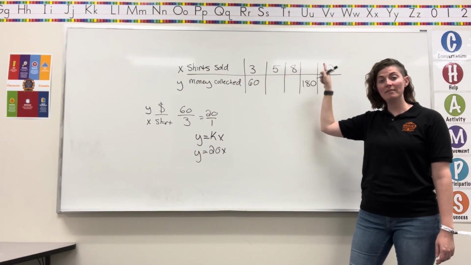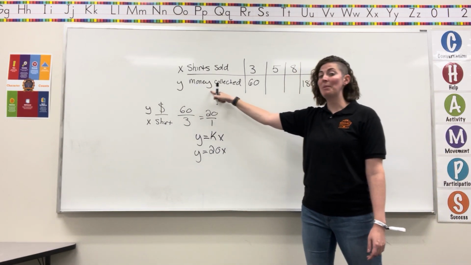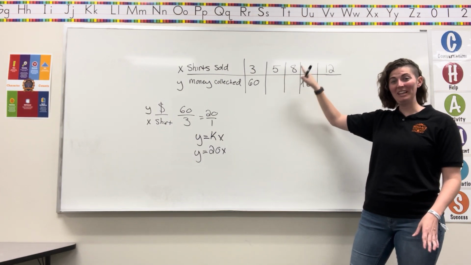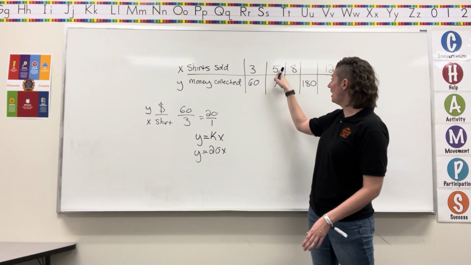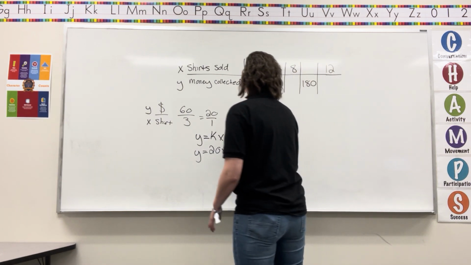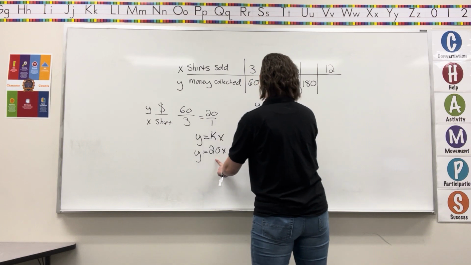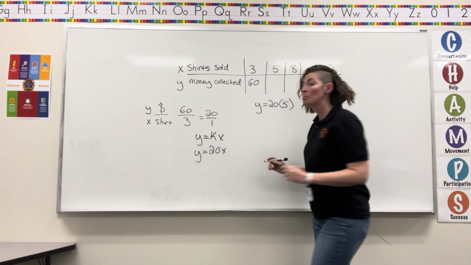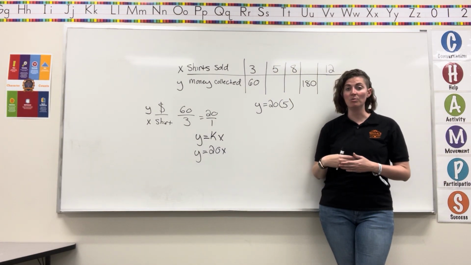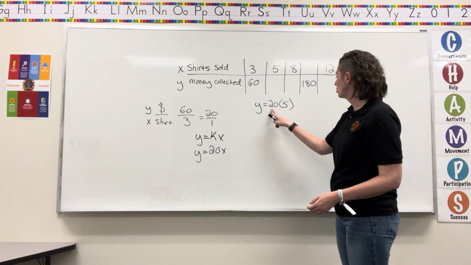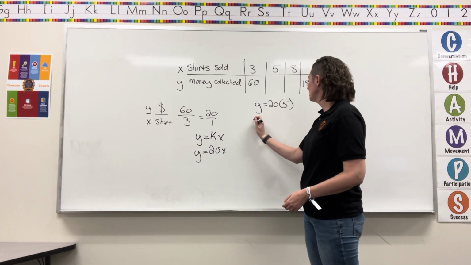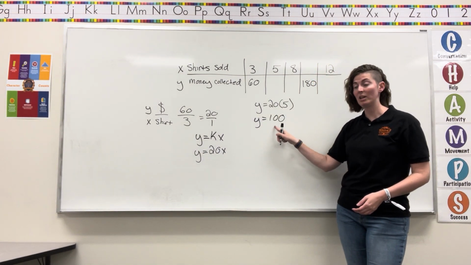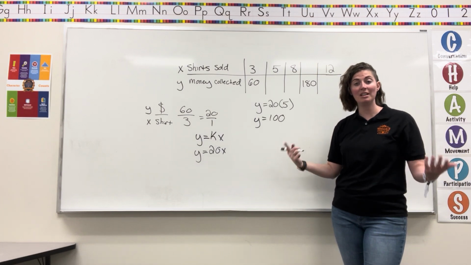These are your independent variables, and these are your dependent variables. The dependent variable depends on what you put in the equation. So I'm going to take this 5, plug it in for x. So y equals 20. And instead of x, I'm writing 5. Parentheses are another way that we can write multiplication. So I have now 20 times 5. That gives me 100. So now y equals 100. So for 5 shirts sold, they collected $100.